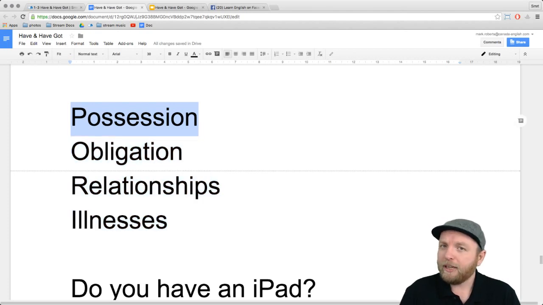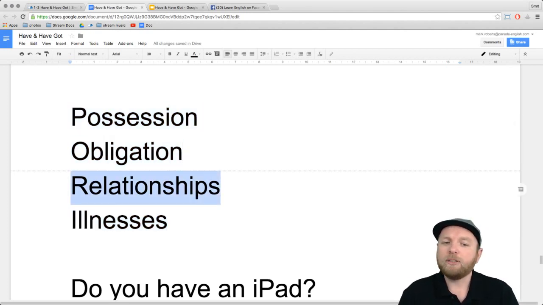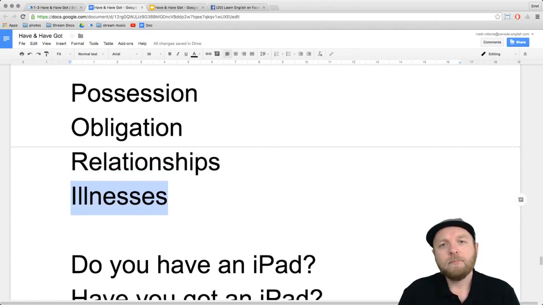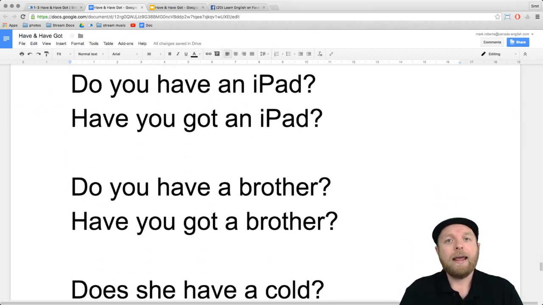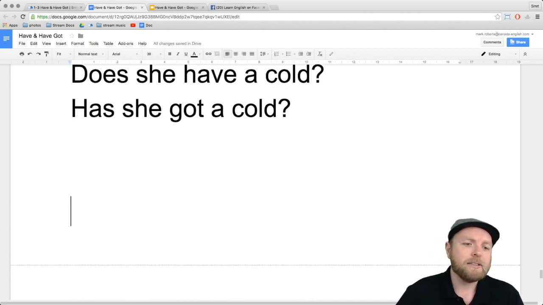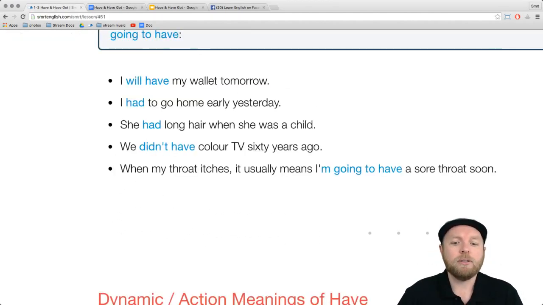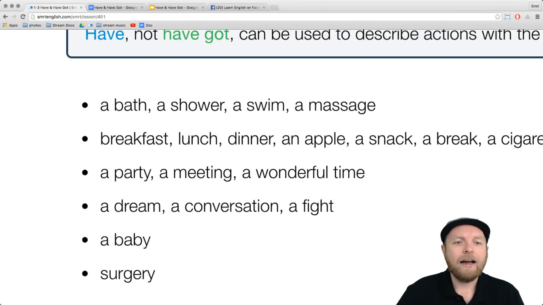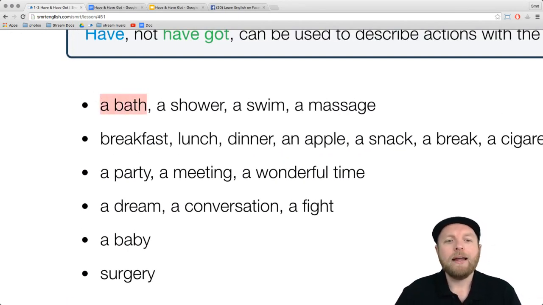Sometimes have means possession. Sometimes it means obligation. Sometimes it means relationships. And sometimes it means illness. But have has other meanings, and for the other meanings we can't say have got. So what are some other meanings of have? Well, let's look at some examples. You can have a bath. What does that mean, have a bath? Well, that means take a bath. Have a shower. That means take a shower.